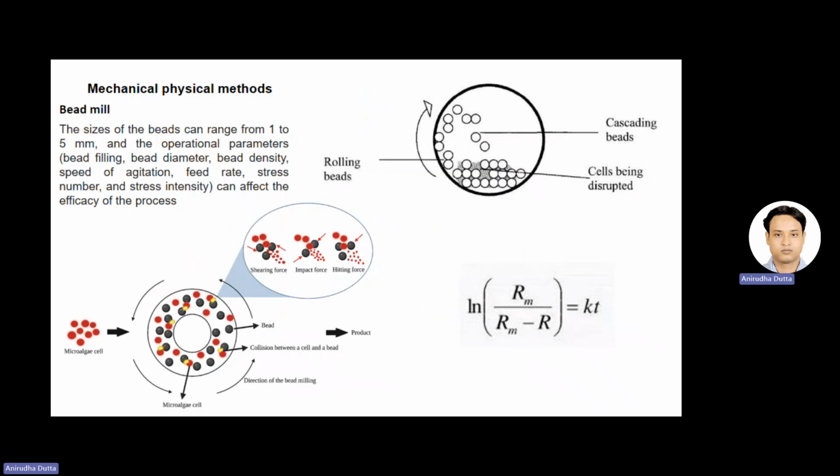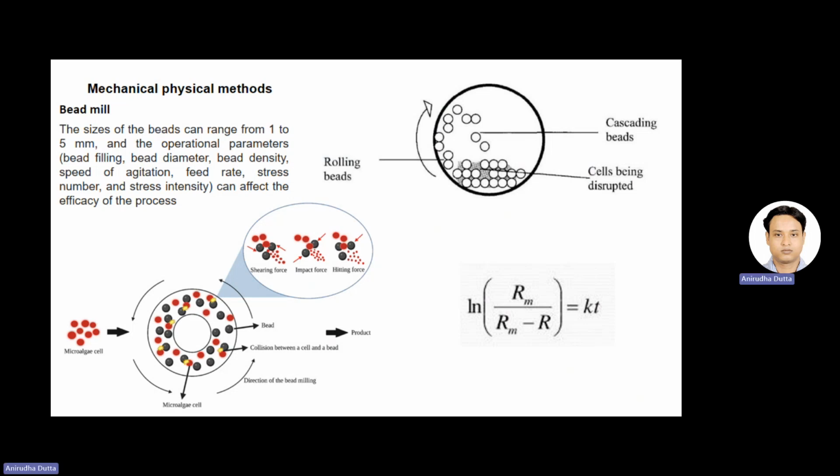One of the mechanical methods is the bead mill. This is nothing but a drum with metal balls. When we rotate the drum, those metal balls crash the cells and disrupt the cell membrane or cell wall, and that's how it extracts the protein that's entrapped inside the cell wall or cell membrane. So there is a shearing force acting, impact, and hitting force. These are the forces that act on the cell wall or cell membrane when the bead mill is rolling.